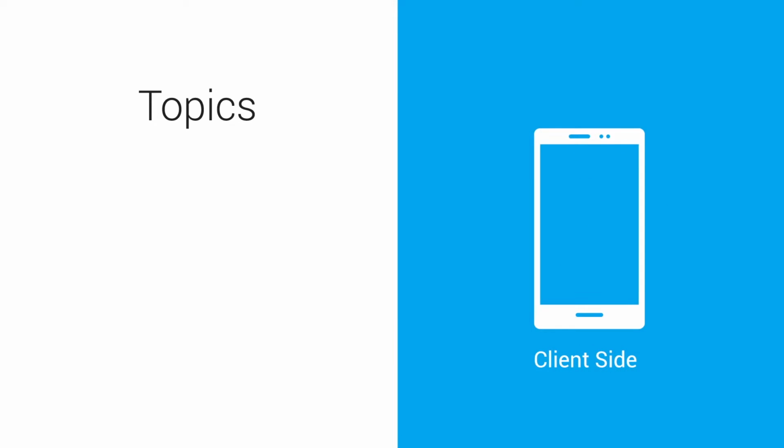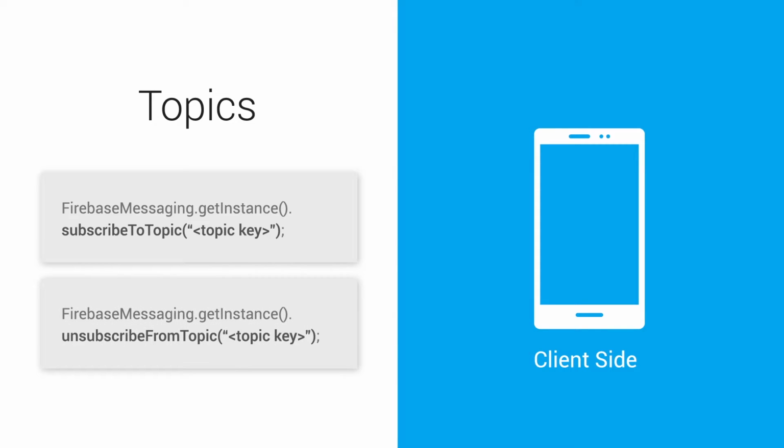Client devices can subscribe and unsubscribe to topics using that key. For example, using the current events key, a device subscribed to a topic will get all the messages sent to that topic. Let's see what this looks like in a more fully fleshed out example.